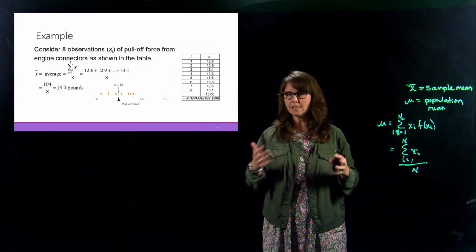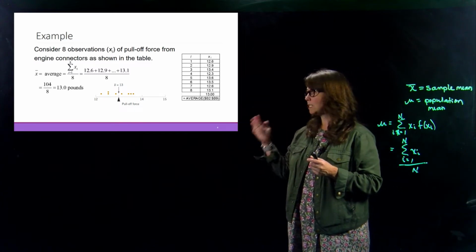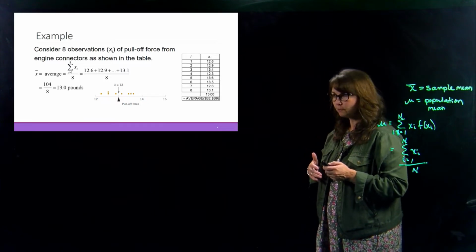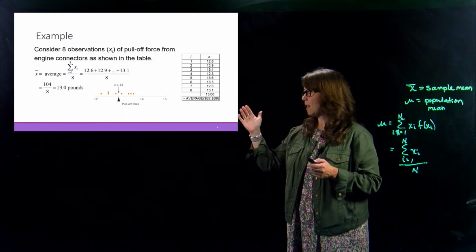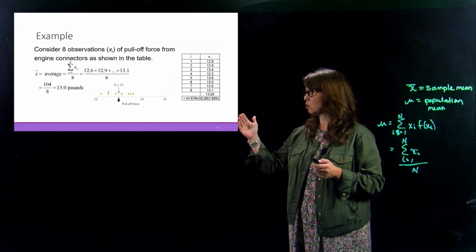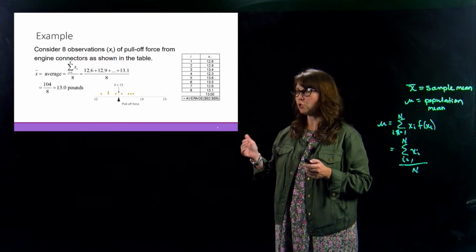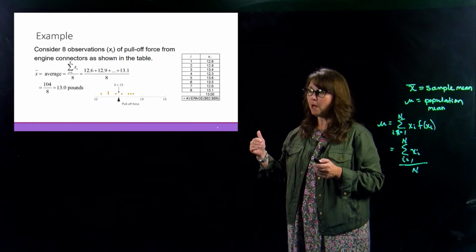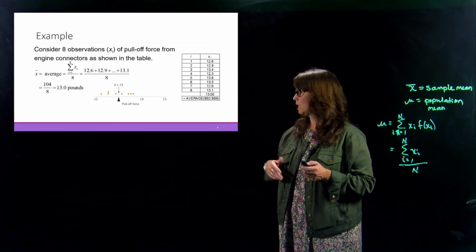As I said, I know everybody's very familiar with it, but just look at the notation here. So we see a set of data of pull force from engine connectors as shown in the table, and we see that we have i equals 1 to 8. We have our x sub i's, and those are just the pull forces from 12.6 down to 13.1. The sum is down there at the bottom, and then the average, according to Excel, is found in the manner that you see there.